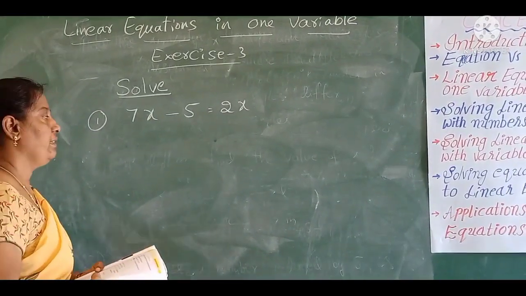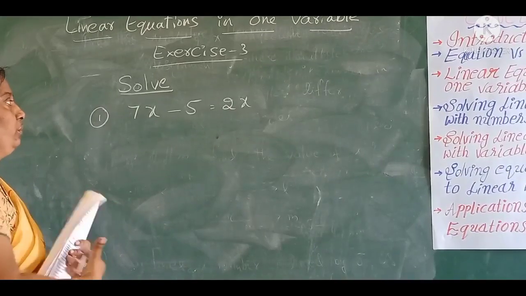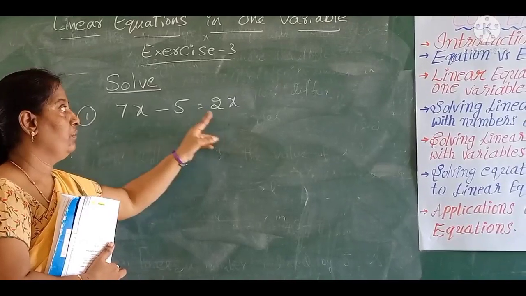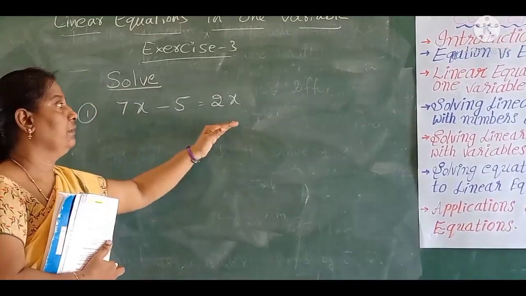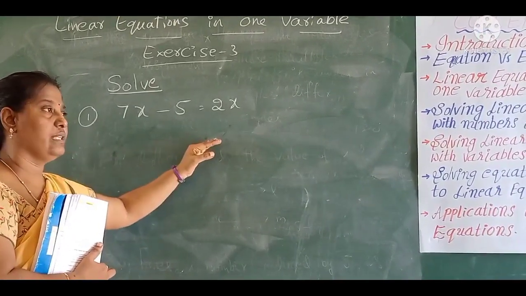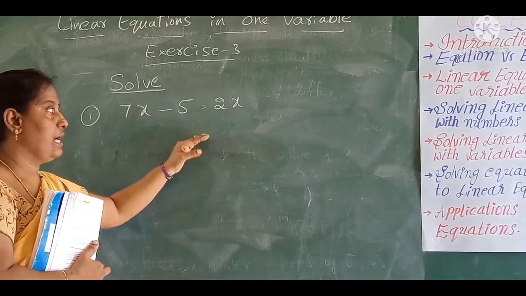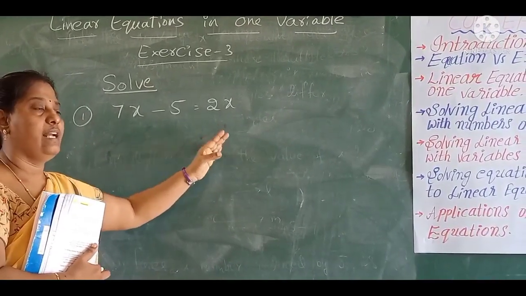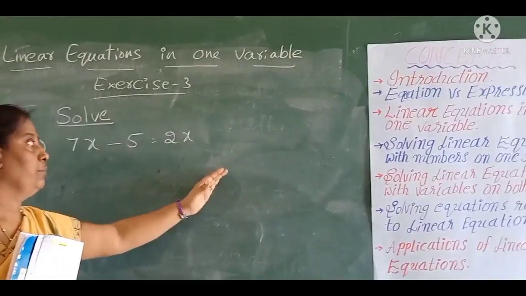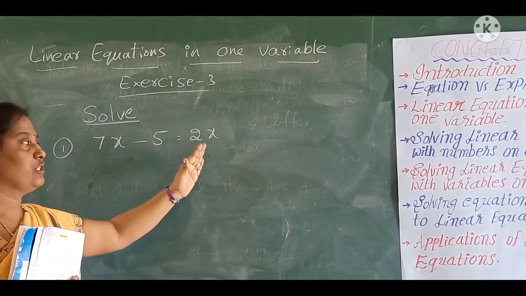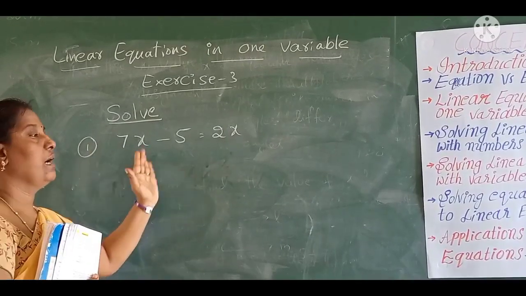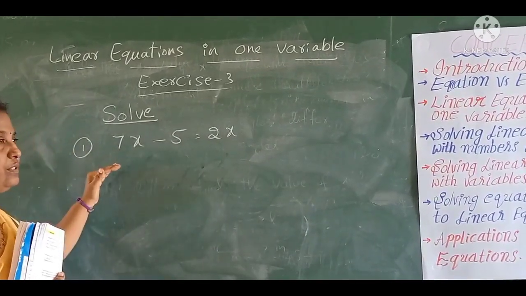In this exercise, we can observe variables on both sides. We have to solve these types of equations in this exercise. How do we solve? By using the transposition method. Before solving, we have to transpose all variables to the left hand side and all constants to the right hand side.